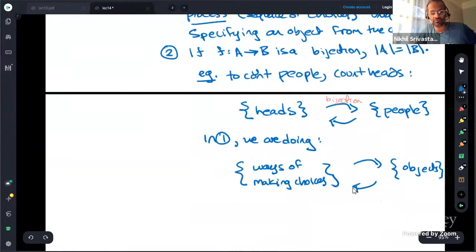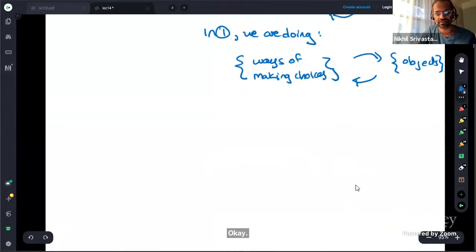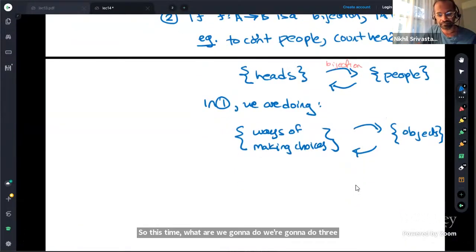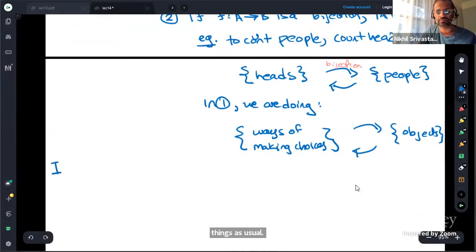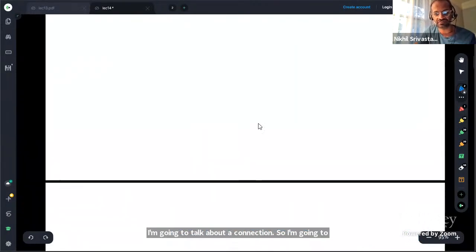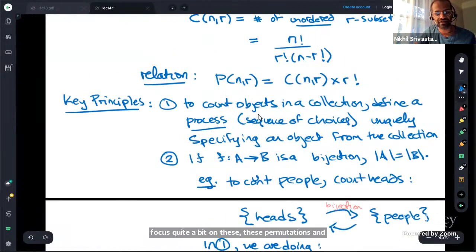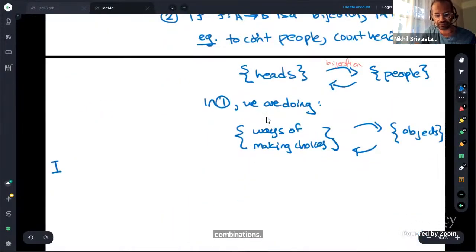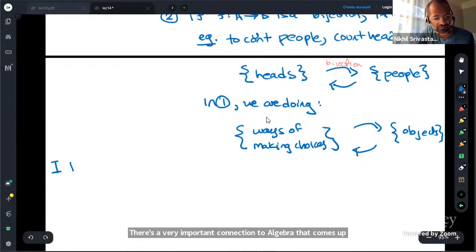Okay. So this time, what are we going to do? We're going to do 3 things as usual. I'm going to talk about a connection. So I'm going to focus quite a bit on these permutations and combinations. There's a very important connection to algebra that comes up that maybe you've already seen called the binomial theorem.